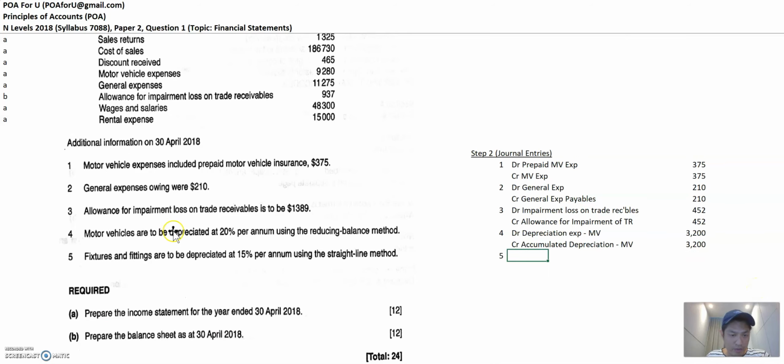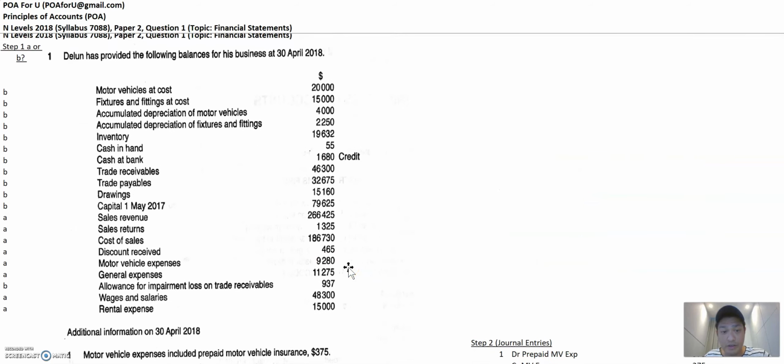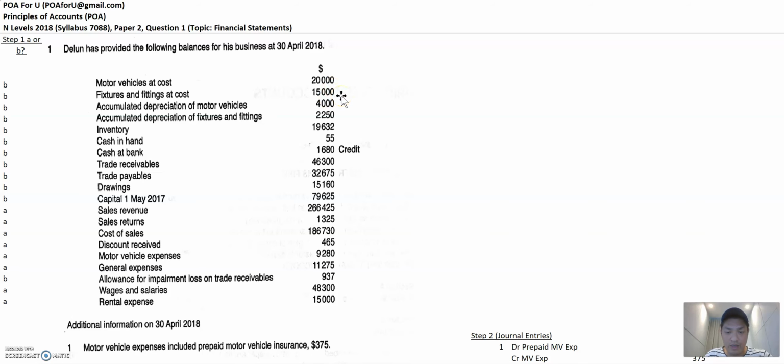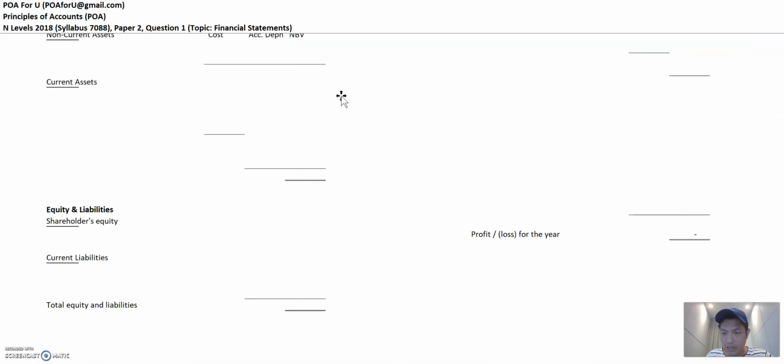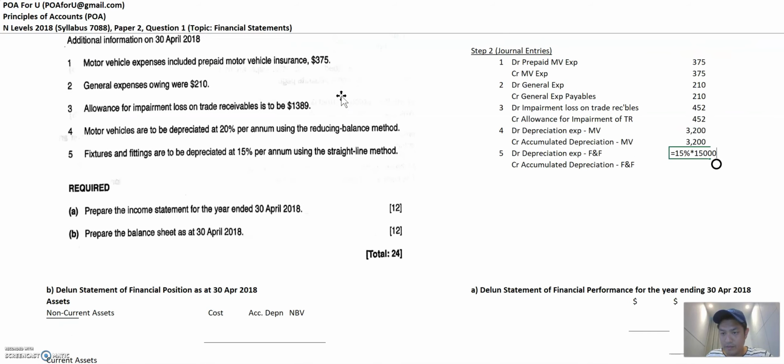Okay. The next one, fixtures and fittings, 15% straight line method. So it's the same journal entries as the motor vehicle one. I will just have to change the name to fixtures and fittings. And then the rate will be 15% multiplied by, for straight line, just the cost. Very straightforward, right? 15,000. Okay, that's it.